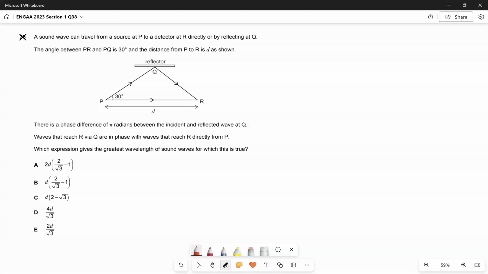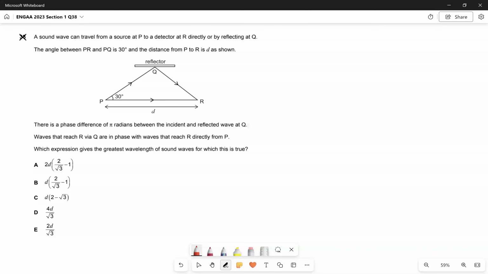A sound wave can travel from a source at P to a detector at R directly or by reflecting at Q. The angle between PR and PQ is 30 degrees, and the distance from P to R is D as shown. There is a phase difference of pi radians between the incident and reflected wave at Q. Waves that reach R via Q are in phase, so that means a whole number multiple of 2 pi, with waves that reach R directly from P. So which expression gives the greatest wavelength of sound waves for which this is true?